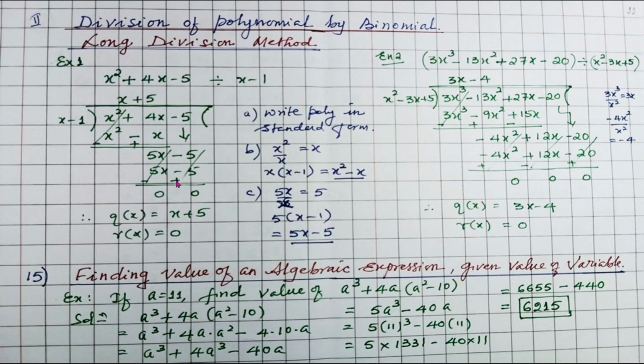Now subtraction means change the signs. 5x minus 5x becomes 0, and minus 5 plus 5 becomes 0. The remainder is 0. So we have the quotient as x plus 5 and the remainder as 0. So that is the procedure of long division method.